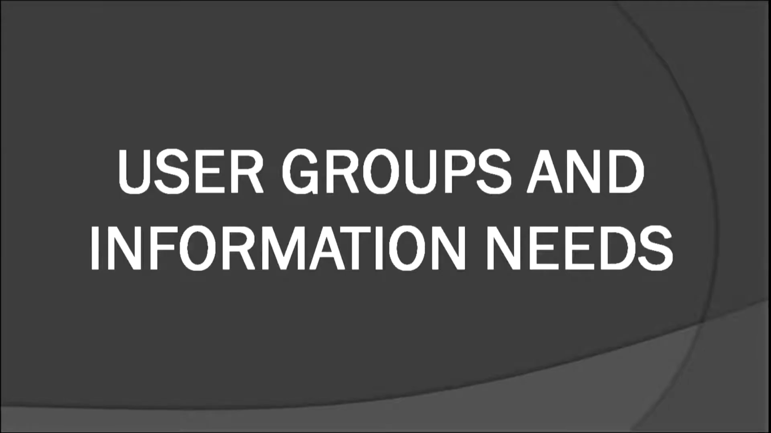Now we will discuss user groups and information needs. As you are aware, an academic library serves the students and teachers of a specific school, college or university. A special library attached to a research and development organization serves personnel engaged in research and development activities, and a public library serves the local residents of a region. Thus, each library serves a specific user group. Each user group needs information for some purpose or other. Information needs vary from person to person.